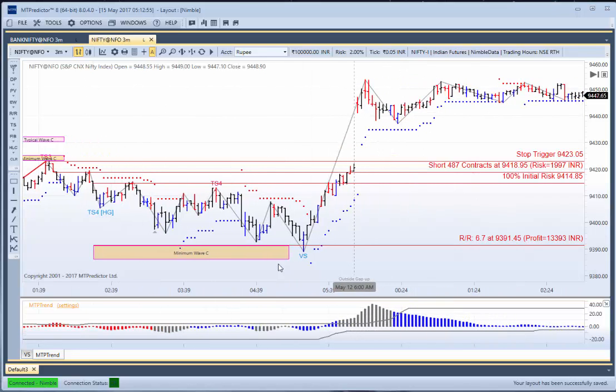The market then came down to the first target here. When it hit this, our MTP trend indicator was what we call weak, in other words, less than our grey strength band here. Therefore, you come out at the target. That would have banked a plus 6.7R profit.